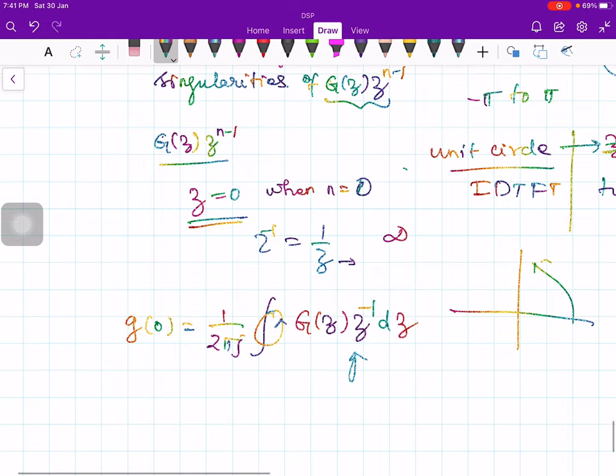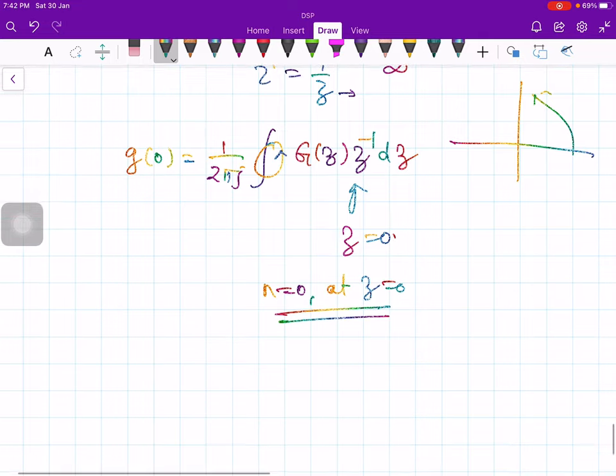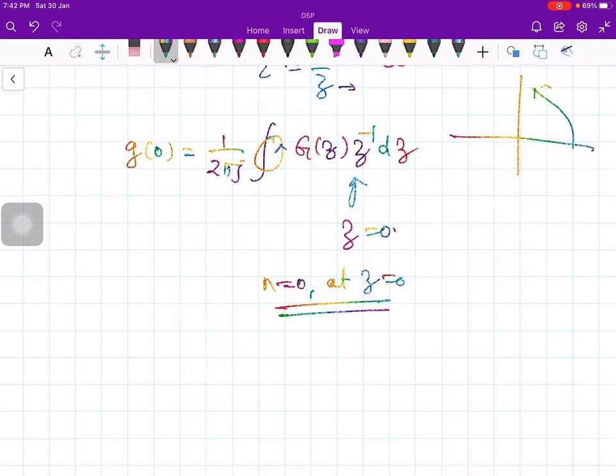The singularity is located at z equal to 0 for n equal to 0, and therefore the contour must not pass through any poles, including the pole at the origin. If you want to draw a closed contour, it must be around the point z equal to 0. Therefore any contour C traversed in the anti-clockwise direction, which includes the point at the origin, is good enough. And usually we choose this to be a circle with the center at the origin. So this is the simplest thing to do.